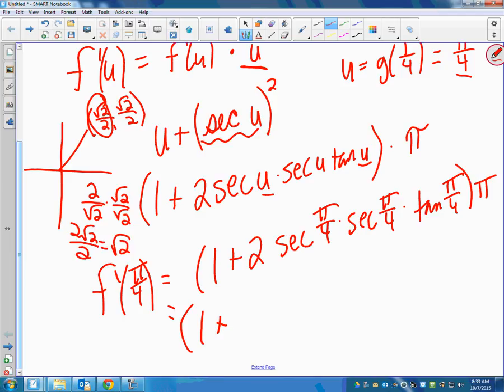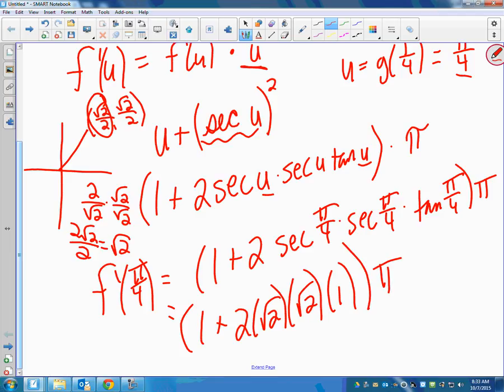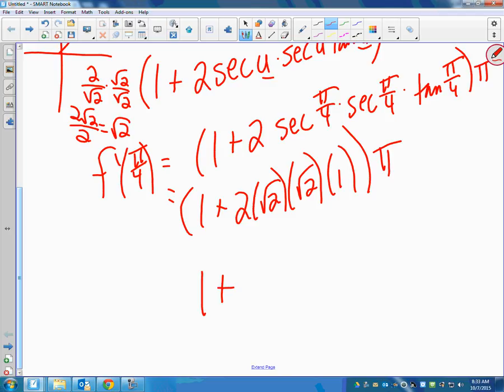So we get 1 plus 2 times radical 2 times radical 2. Tangent of pi fourths is 1 times pi. Radical 2 times radical 2 is just 2, times 2 is 4. So I think the answer is just 5 pi. Again, maybe it's just easier to plug it in that one and not do the whole times u prime, but they're trying to force you to do that.